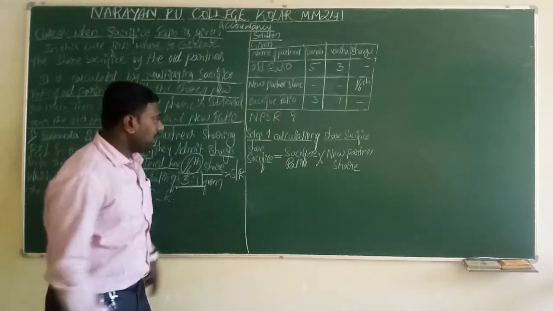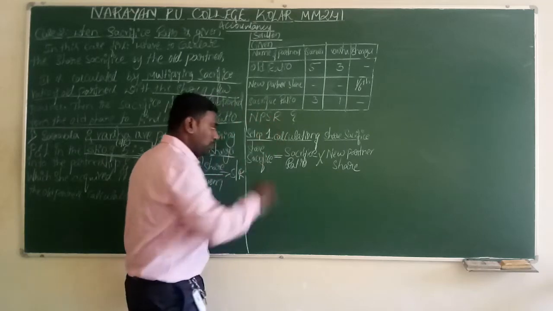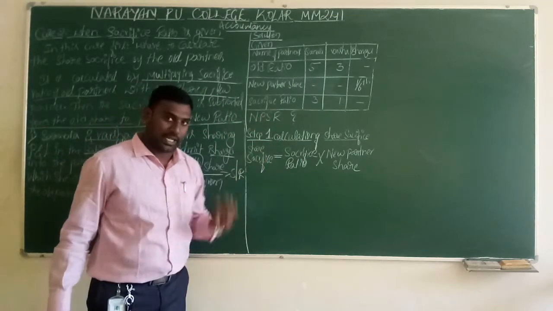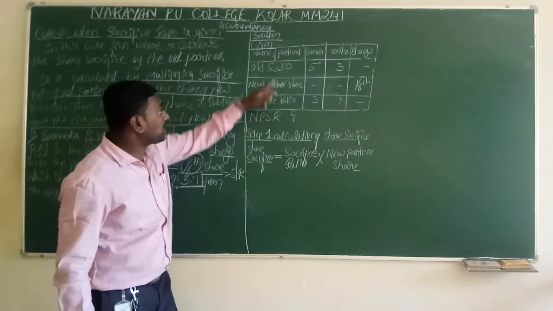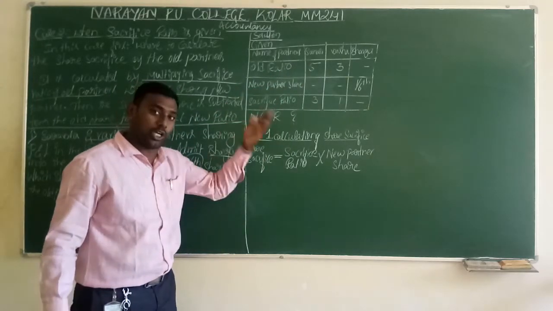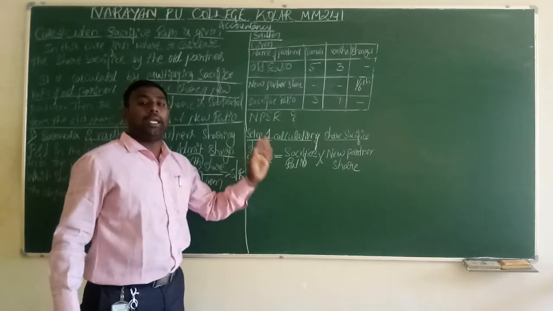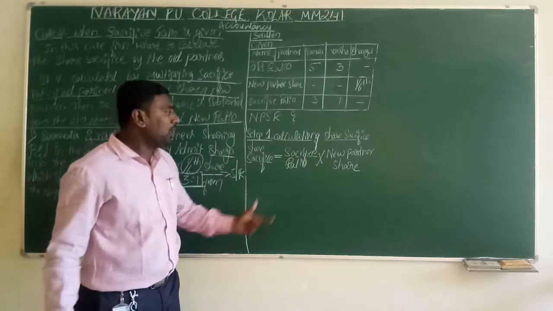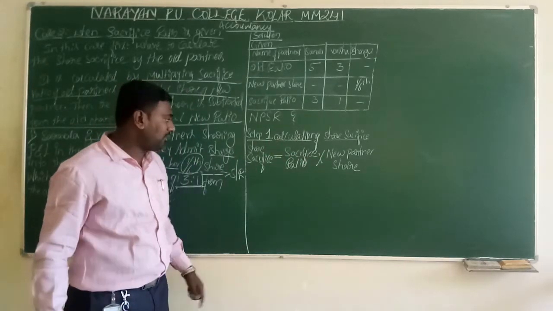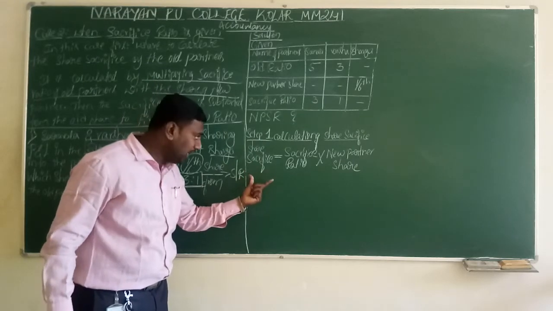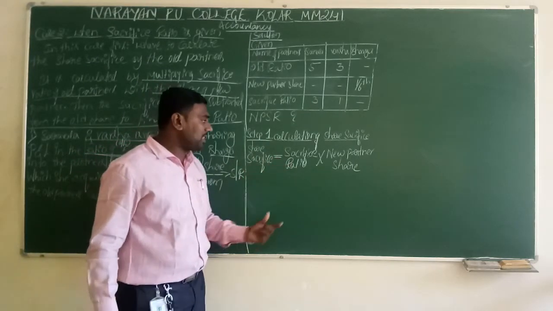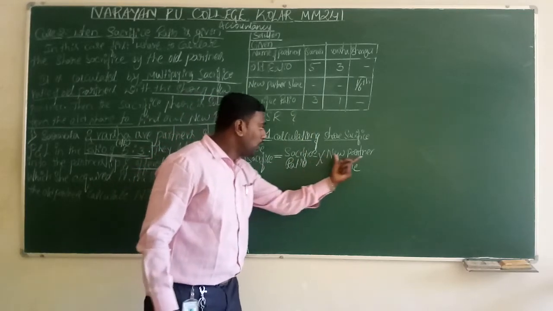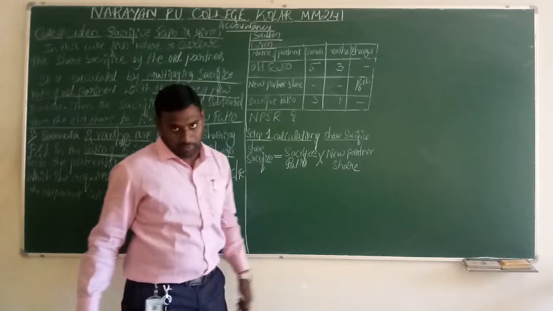So in step number 1, while calculating the new profit sharing ratio, we know the formula: old share into share sacrifice. We don't yet have the share sacrifice. The old share, that is the old ratio, is available in our question, but the share sacrifice is not. So first we have to calculate the share sacrifice. Share sacrifice is equal to the sacrifice ratio, which is available in our question, into the new partner share, which is also available.